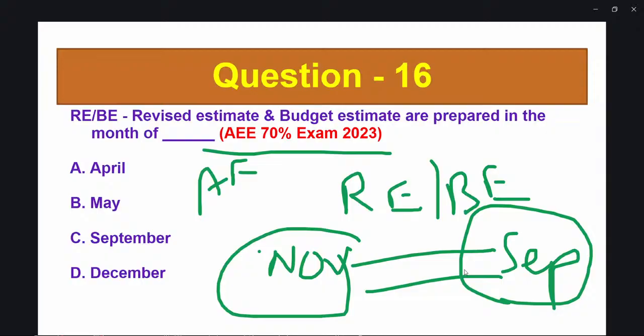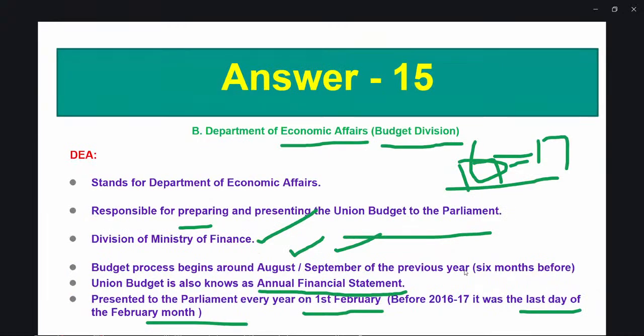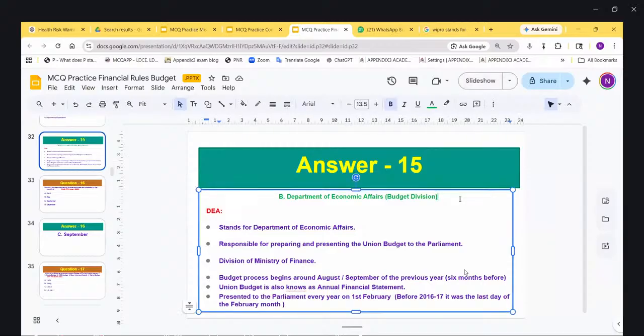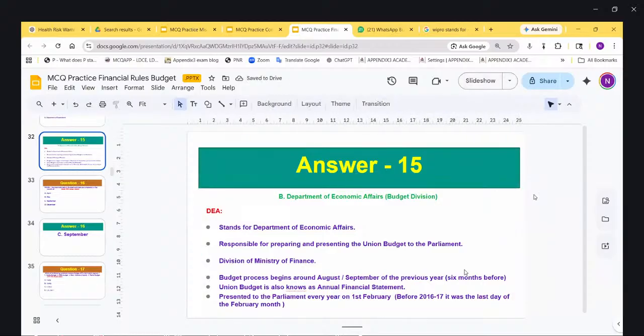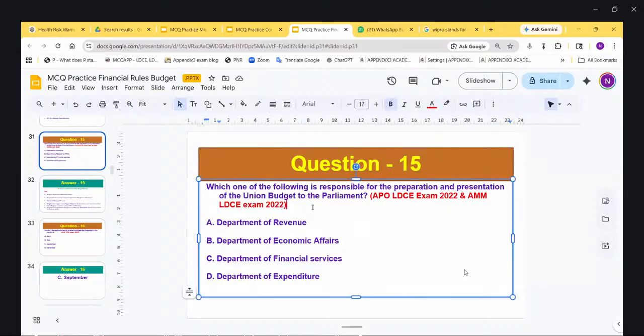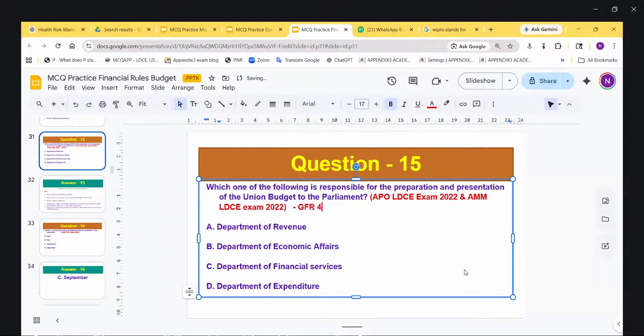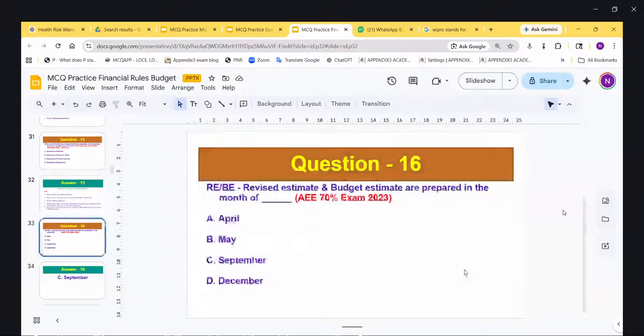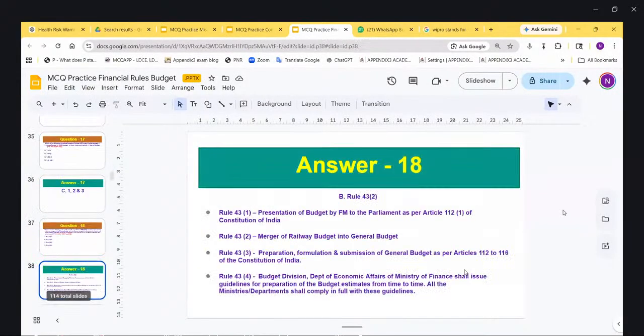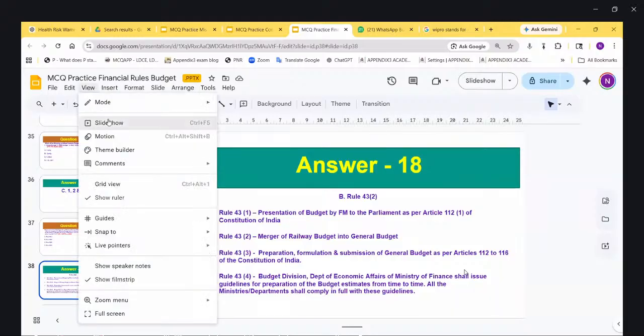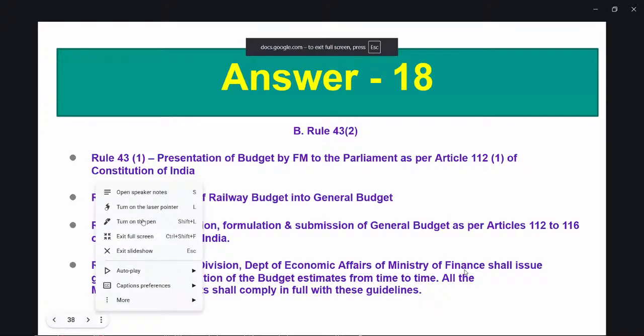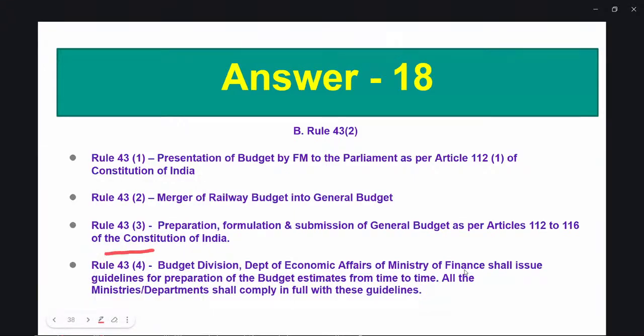Yes, this is the GFR 43.4. 43.4 is, yes, who is responsible for the submission of the budget. Please check 43.4. Okay.